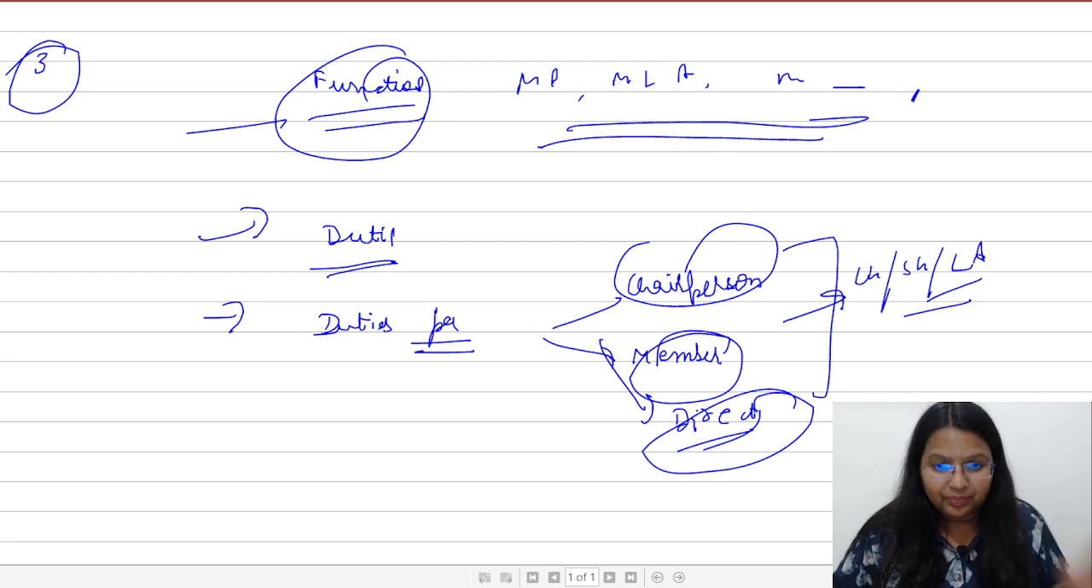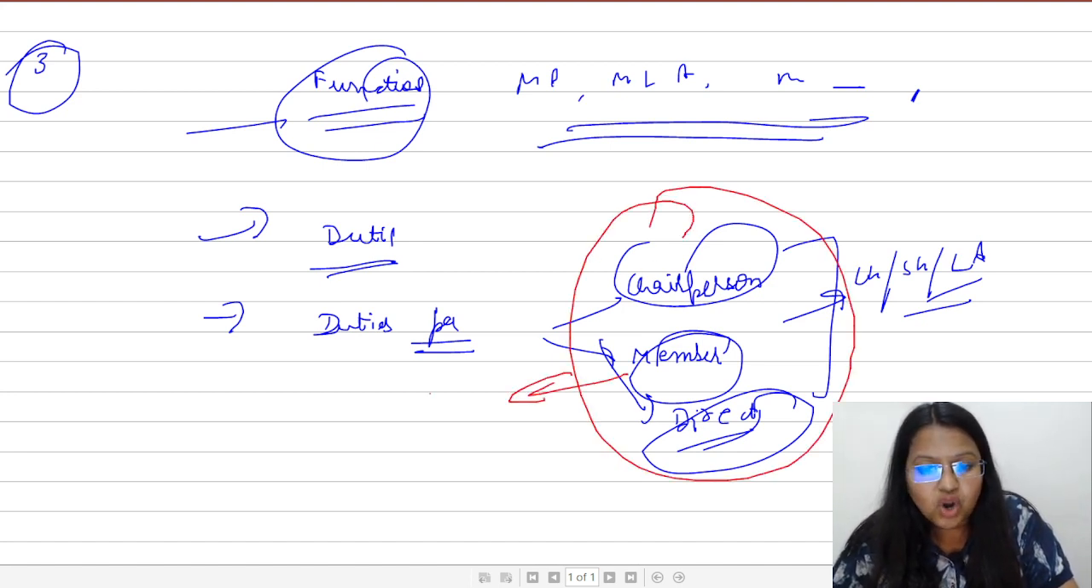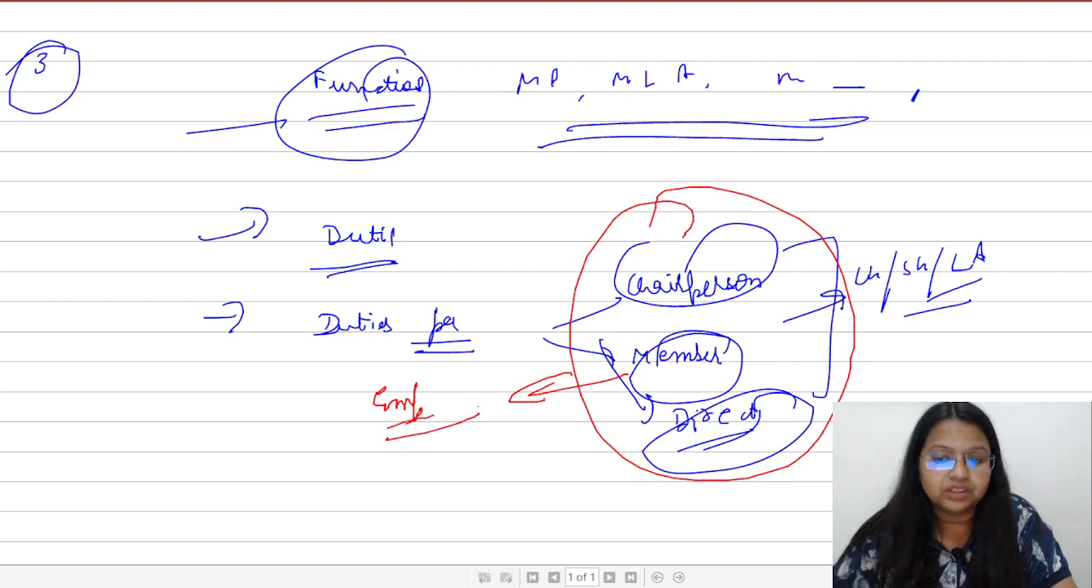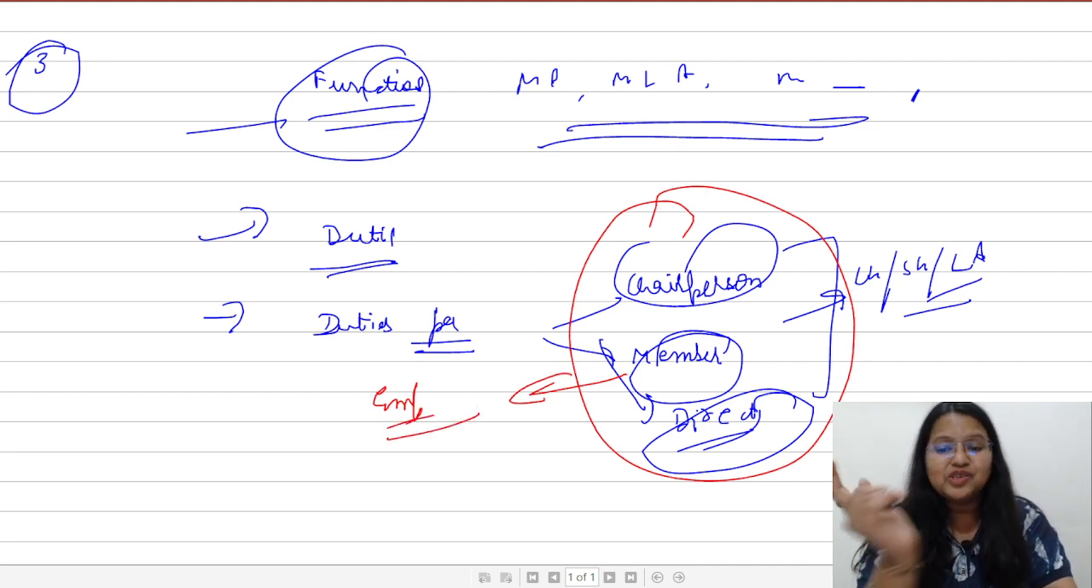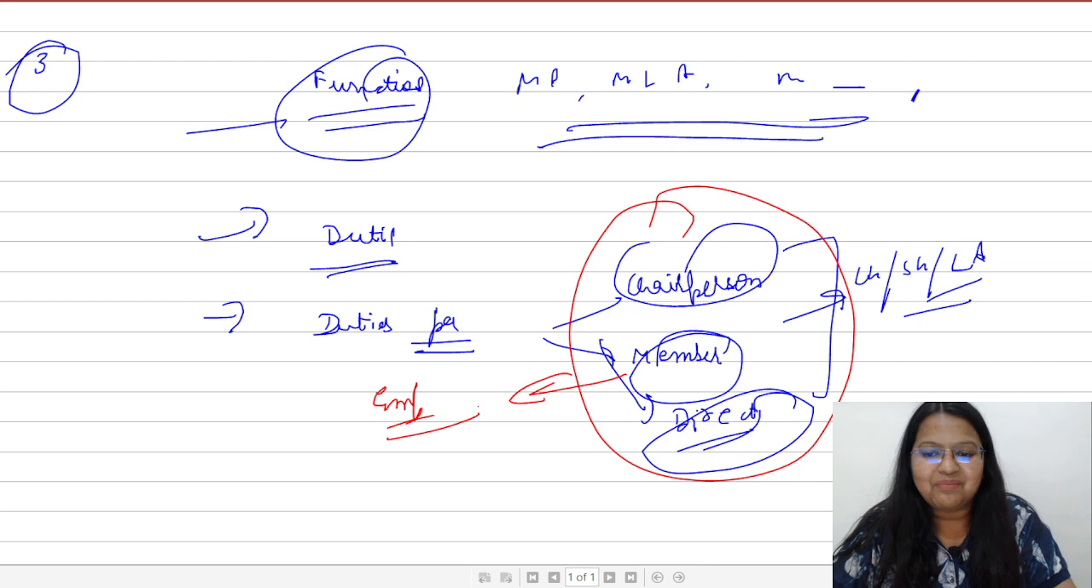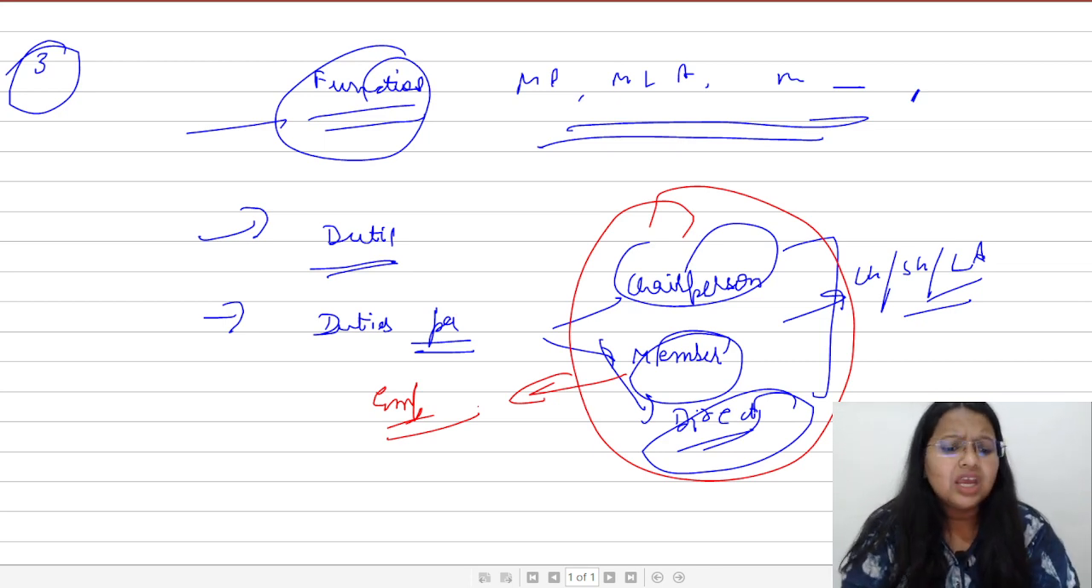Now, please understand one thing more, students: these persons must not be considered employees of these bodies. Why? Because if they are employees, they will be considered under point number 1, not under point number 3. So in both cases, GST will not be attracted.